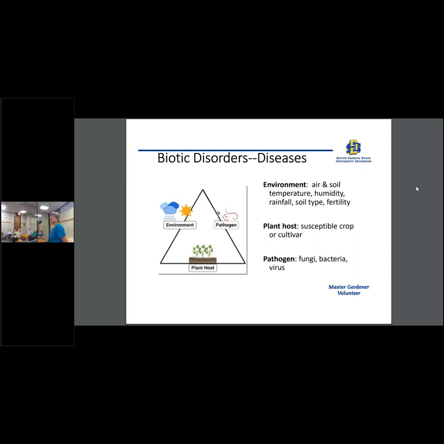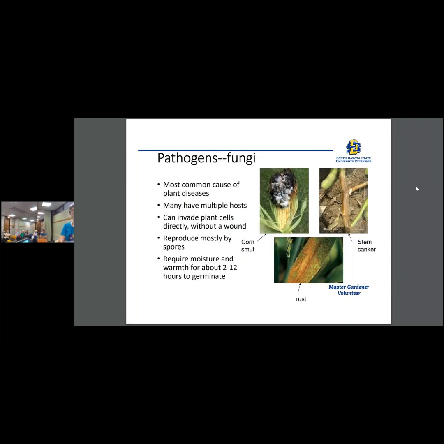The pathogen, fungi, bacteria, or virus, and they are in the environment. They are influenced by what's going on in the environment. They can be in your soil. They can be in your seeds. There's just all kinds of places that they come from. So we'll start with fungi because that's the most common. And many of these have multiple hosts. And some of them have hosts that kind of share this back and forth.